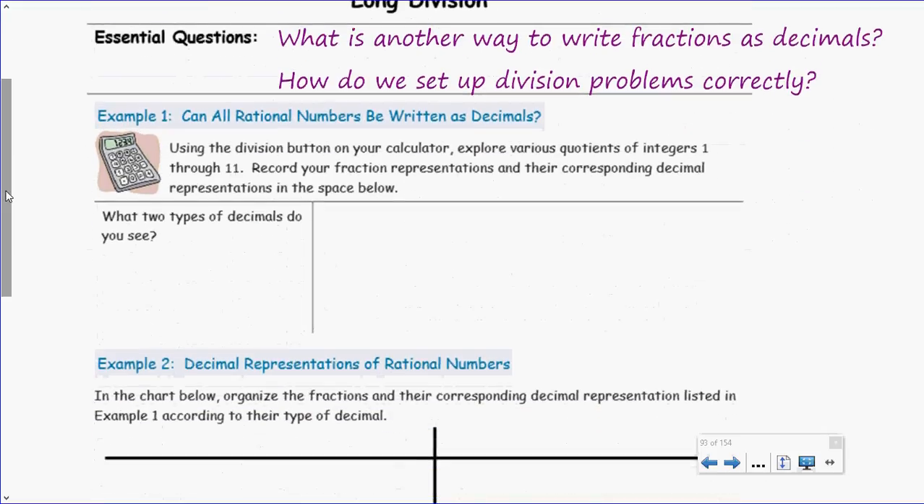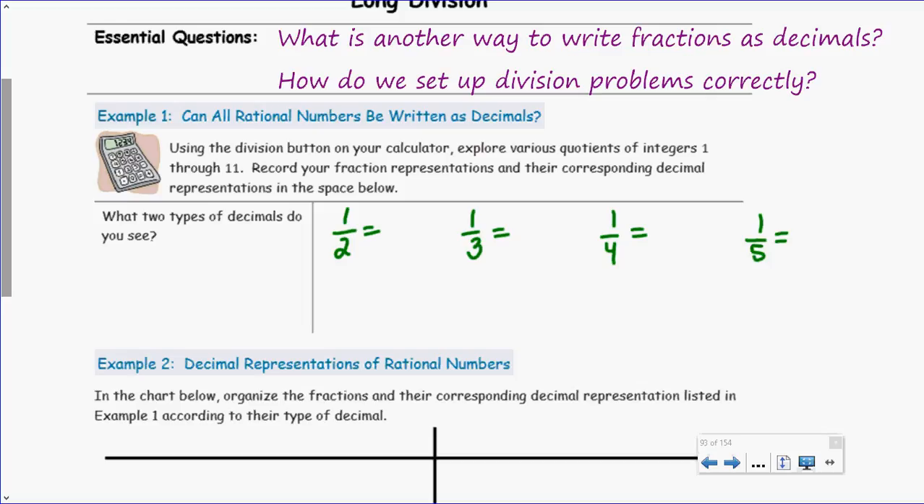You actually can get your calculator out for example 1. So go ahead and get a calculator for example 1. It can be on the computer, phone, your calculator that you always use, but you can use it right now. What I want you to do is take the following fractions and divide them in your calculator. It's just division. So do 1 divided by 2, do 1 divided by 3, do 1 divided by 4, all the way through 11.